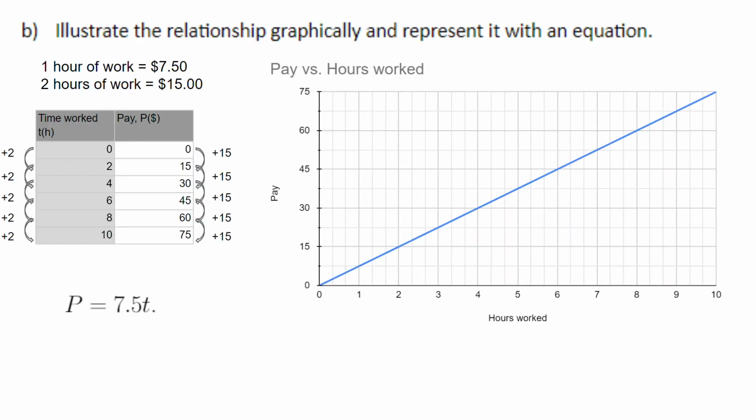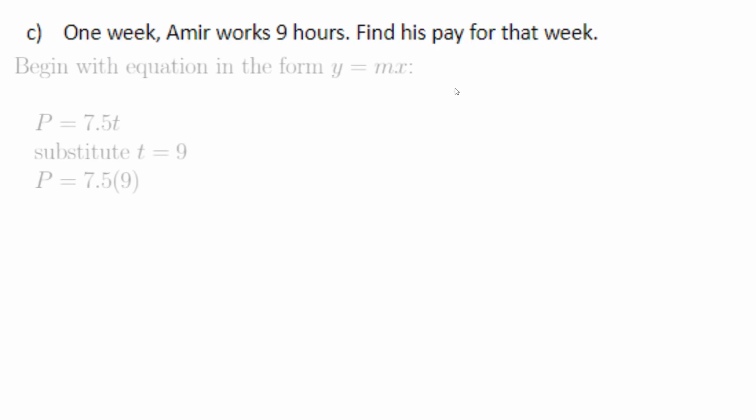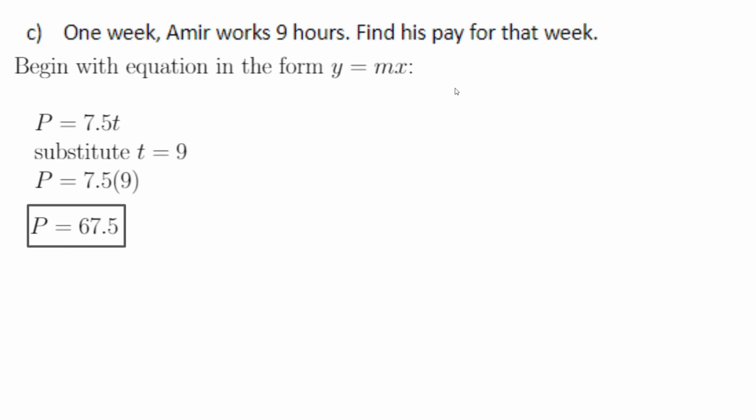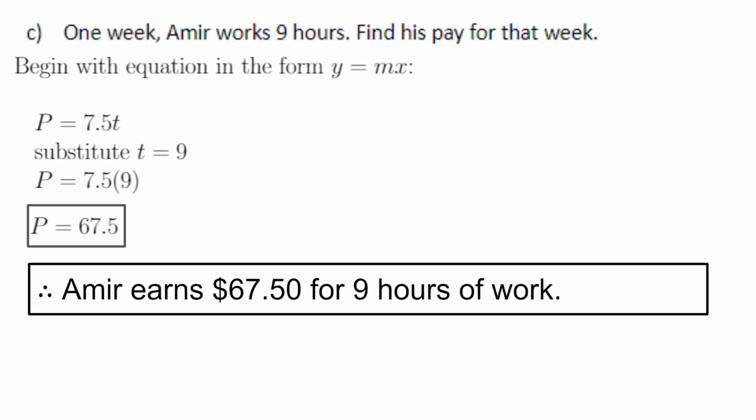If we were to check our graph, 67.5 would be right here, right in between 75 and 60. This is 67.5 after 9 hours. Therefore, we can state that after 9 hours of work, Amir will earn $67.50.